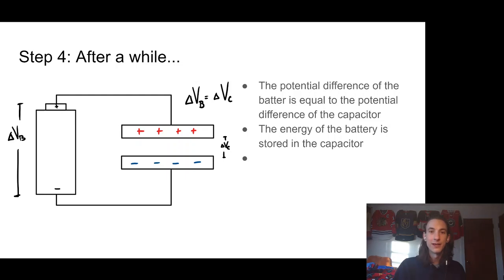I'm going to say that one more time. When the potential difference of the battery equals the potential difference of the capacitor. Because really, again, we're just storing energy here. We can't store more than the battery has. That would be weird. That would break conservation of energy.